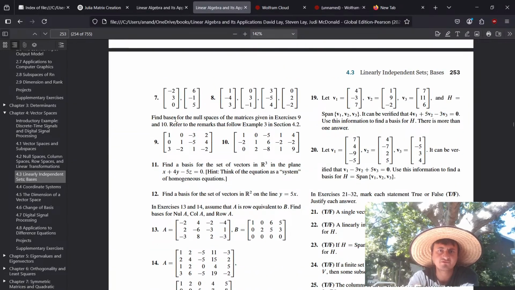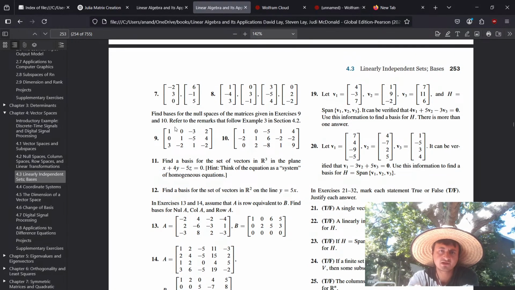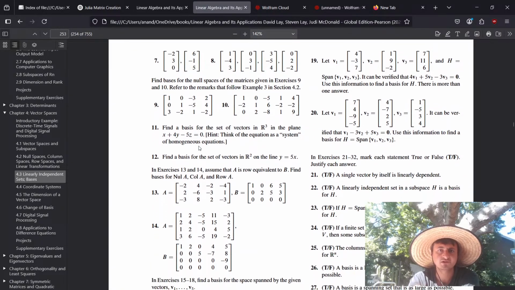Okay, find bases for the null spaces of the matrices. Okay, so these, we've done so many of these. Here's what you do. You take the RREF, the reduced row echelon form of this. Then you're probably going to have a 0 row down here, or a couple of non-pivot columns. And so those are going to be the free variables. And then you write the non-free variables in terms of the free variables. And then the vectors that are used in that expression are the basis of the null space.